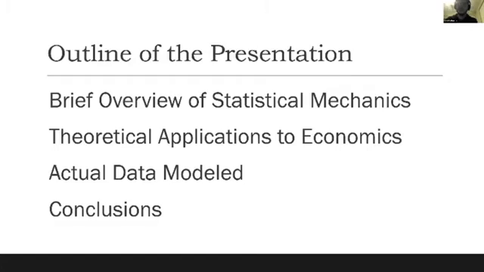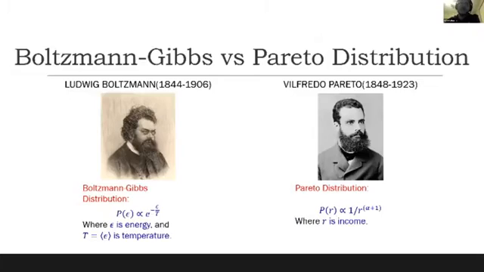So outline of this presentation, I'm going to talk about a brief overview of statistical mechanics and its theoretical applications to economics, and the data found and how it relates to the theoretical applications and conclusions derived from this data found. So we're going to get familiar with these two distributions, the Boltzmann-Gibbs distribution and the Pareto distribution. The main thing to note is that the Boltzmann-Gibbs is exponential, and the Pareto distribution is based on power law scaling.